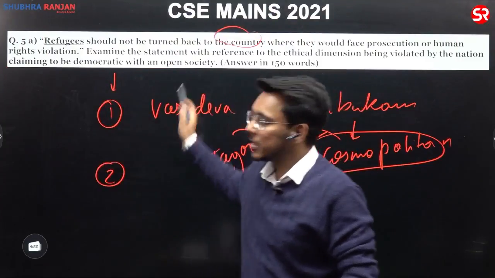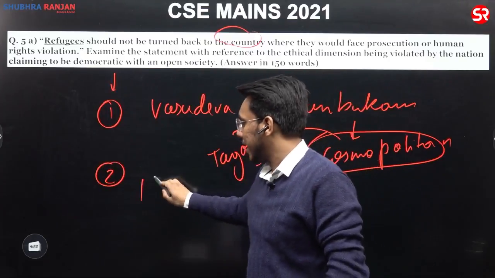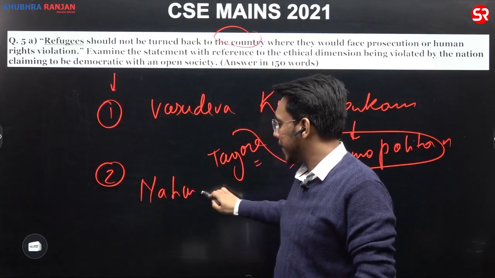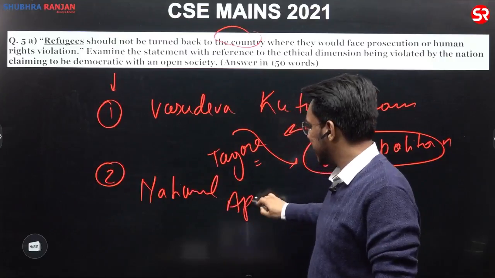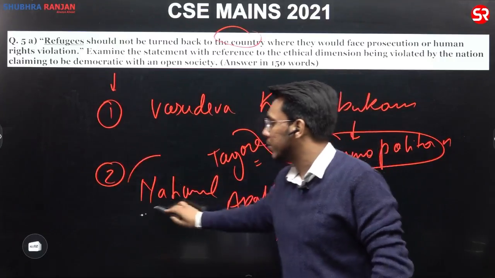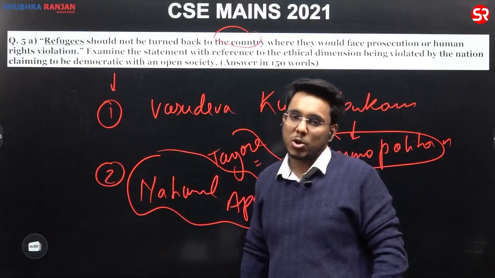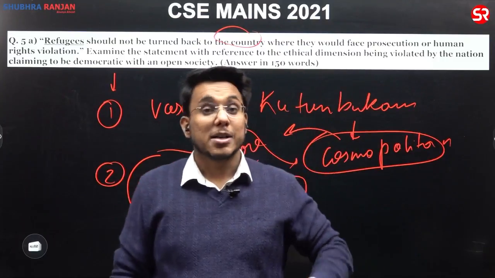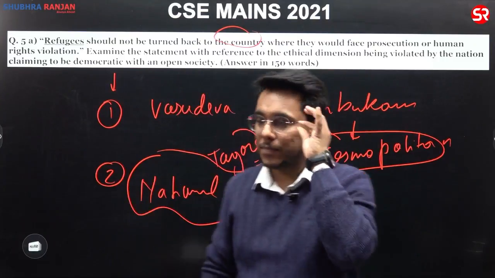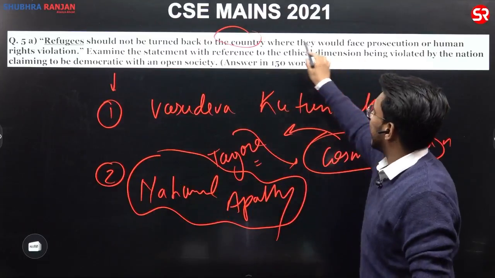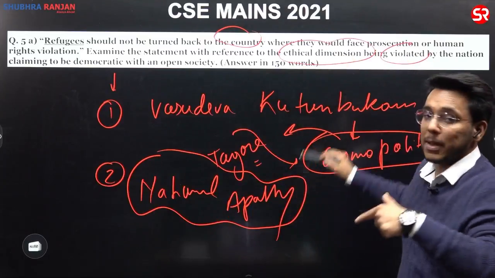Secondly, the country which is turning back such refugees shows a national apathy. What is apathy? Apathy is an indifference. You are not moved by the pain of another person. You are not moved by the suffering of another person. So it shows the national apathy. What ethical dimension is being violated?